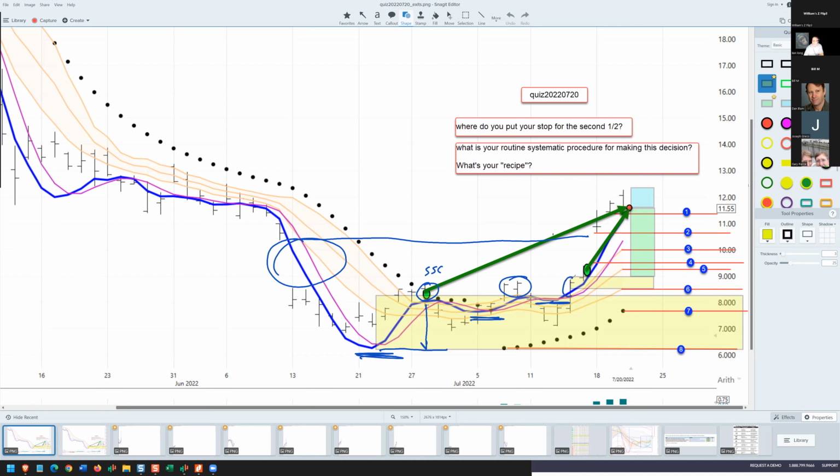This trade, which had this much risk, returned about 1, 2, 3, 4, about 5R. You gave back about that much on that second position. And now you're holding this position, and it closed today here. So my question is, where do you put your stop for the second half position, or really the first half, the half that you're still holding?